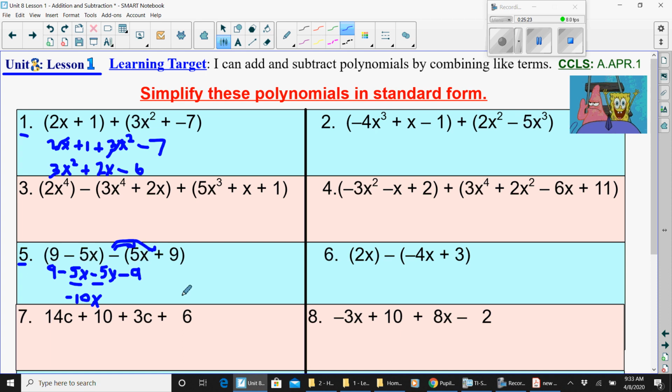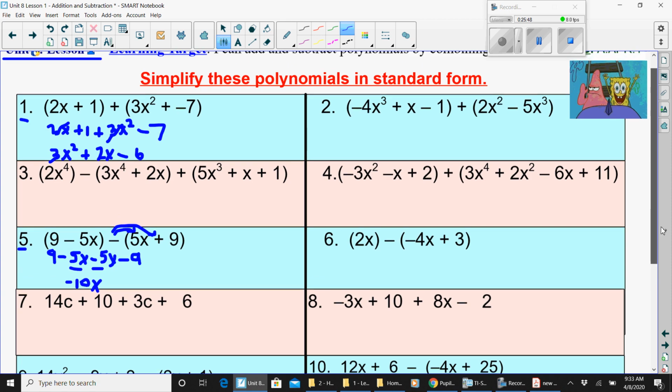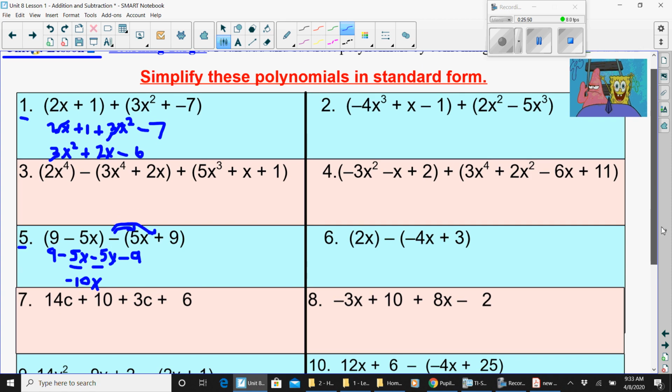All right, see if you can do the rest of them. Remember, take them out of parentheses first. Write them down. Combine like terms. You could use highlighters. You could circle the like terms. Remember, you can't add or subtract any terms that are not like terms. All right, try all 8, all 10, and come back with the answers. Press pause now.